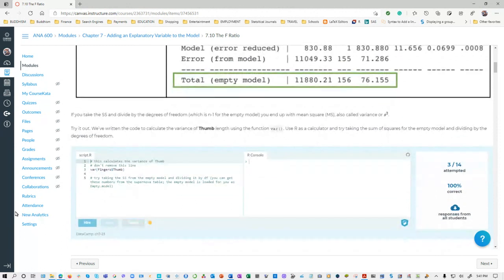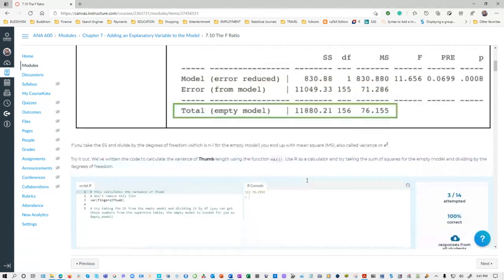And the empty model. Get this. Thumb length. Yeah, that's nothing but this, 76.155. See, same thing.